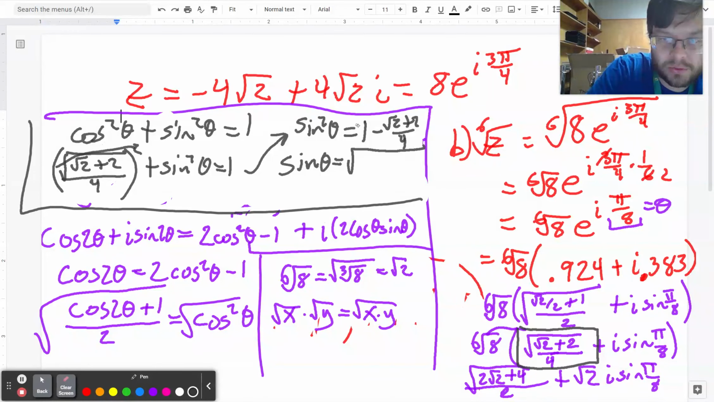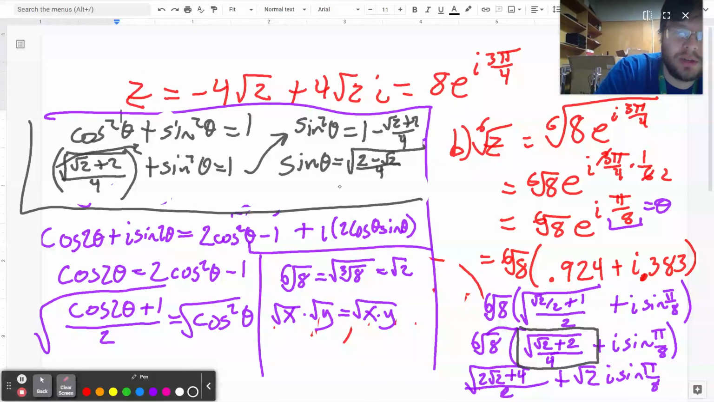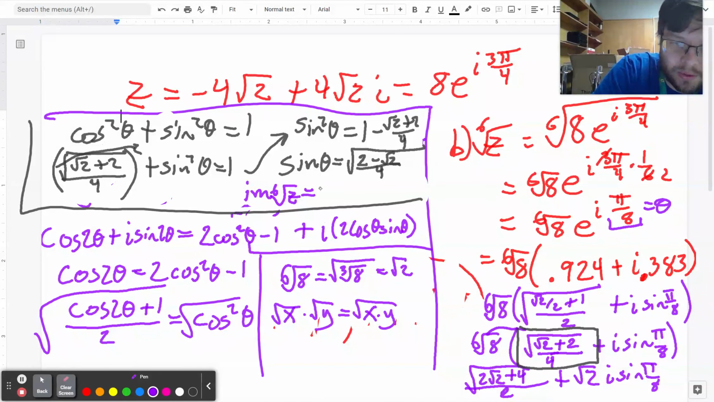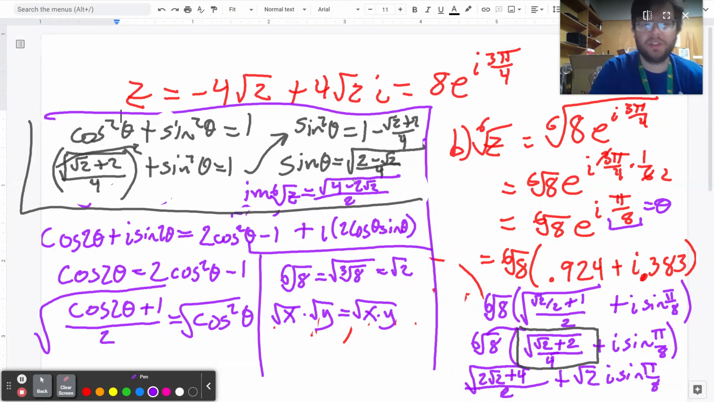And so 4 over 4 means I have 2 minus root 2 over 4. And that means that the imaginary part of z, of the sixth root of z, is that value times the square root of 2. So we have square root of 4 minus 2 root 2 over 2.